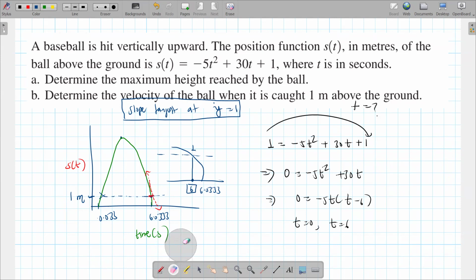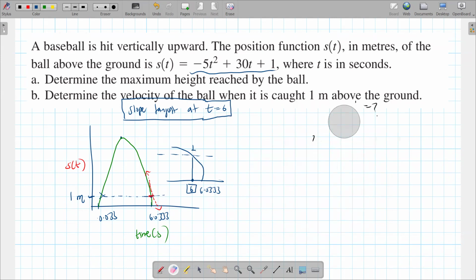So we need to find the slope of the tangent when the x value is 6. How do we do that? We're given an equation. How do we find its slope at a certain x value? We find the derivative. Remember, slope of the tangent means y prime. So the answer to this question is actually s prime of 6. So you first find s prime of t. Once you find it, you plug 6 in there, and that will give you the velocity of the ball.